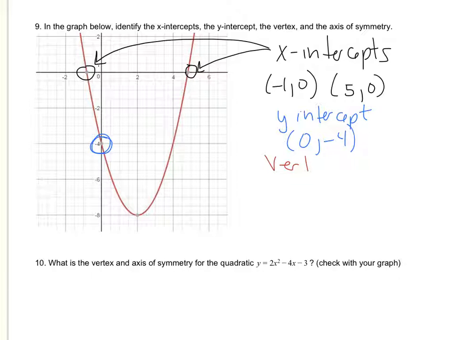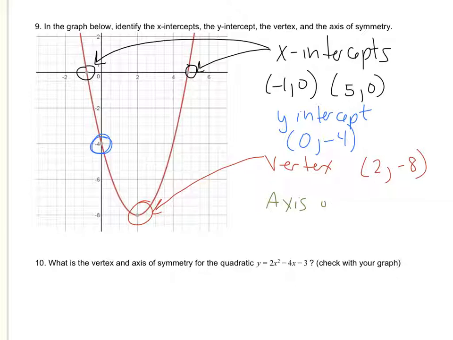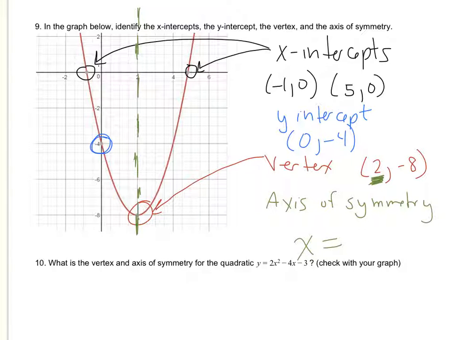The vertex is at the top or the bottom of the parabola. In this case it's at the bottom because this one opens upwards, so this would be here. That looks to be at the point 2, negative 8. The last one we have to find is the axis of symmetry. Remember, the axis of symmetry is the vertical line that goes through the vertex. So it's this line that goes right through here that cuts the parabola in half. This is really easy to find. It's just x equal to whatever the x part of the vertex is. See, the first part of our vertex is 2? So our axis of symmetry is x equals 2.